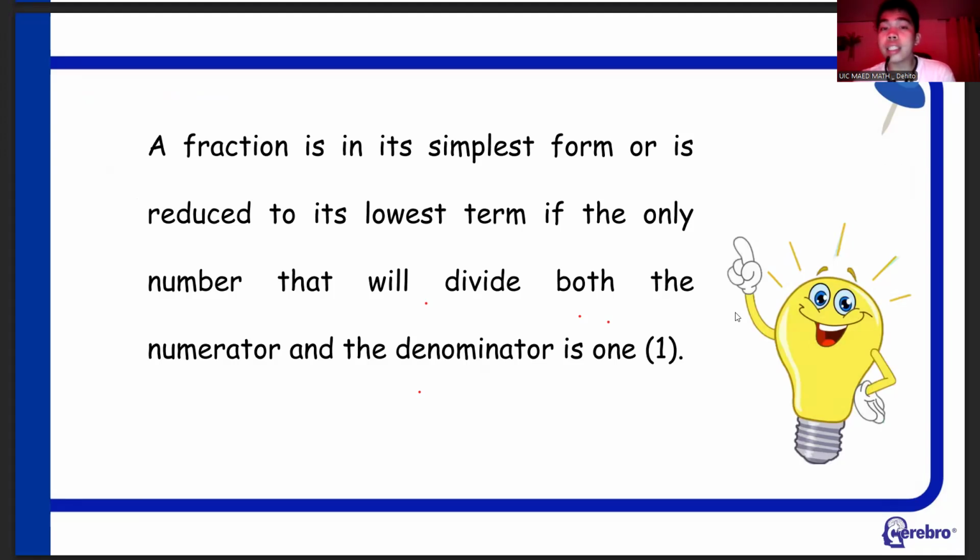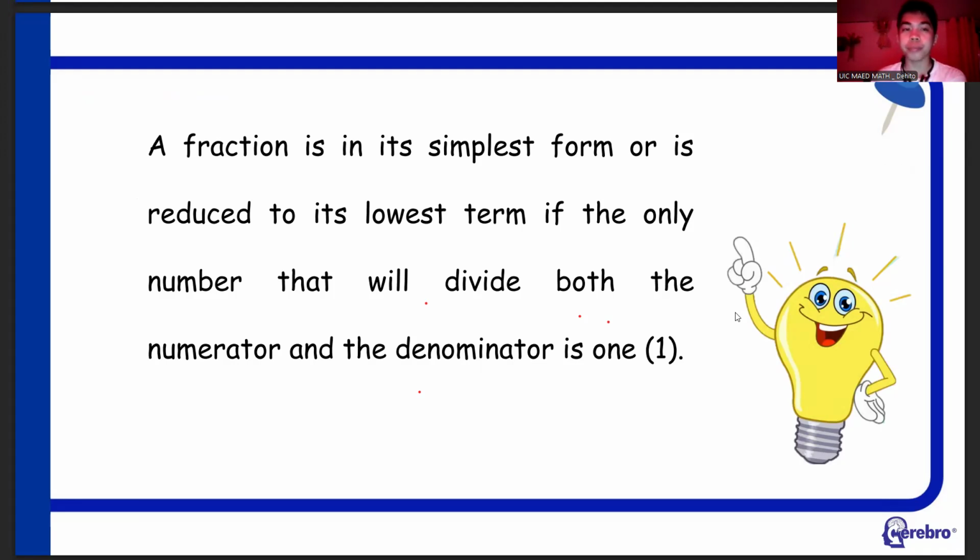Now, a fraction is in its simplest form or is reduced to its lowest terms if the only number that will divide both the numerator and denominator is 1. So if the same number can be divided to the numerator and denominator by 1 only, it means that the fraction is in its lowest term or simplest form.